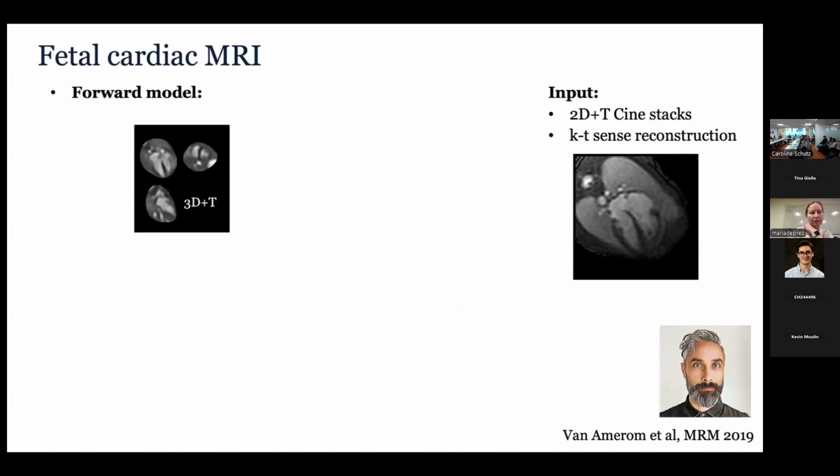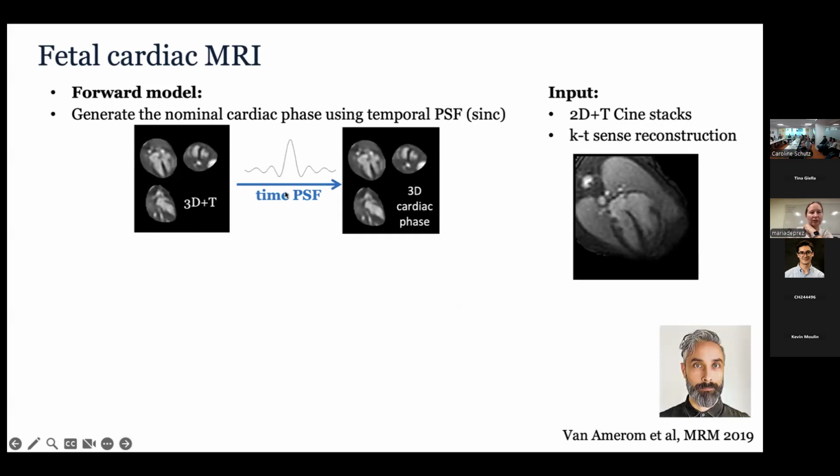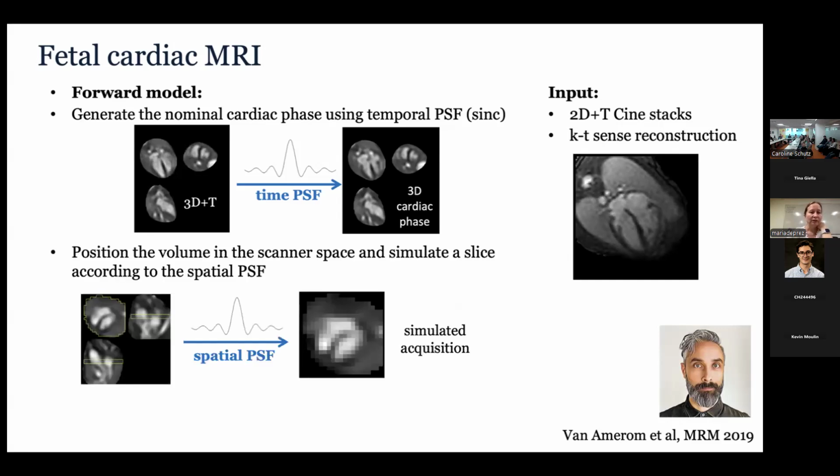We first look at the forward model. So this is our 3D plus time. Then we use the time point spread function to generate a particular cardiac phase. There was a sinc in this case because it was k-t SENSE. In other approaches, there might not be any point spread function. It might be just sampling. But anyway, we extract the cardiac phase, and then we use slice to volume registration to find where it is in the scanner, and get the simulated acquisition, and then the story is the same. So it's basically expanding the same approach to more modalities.